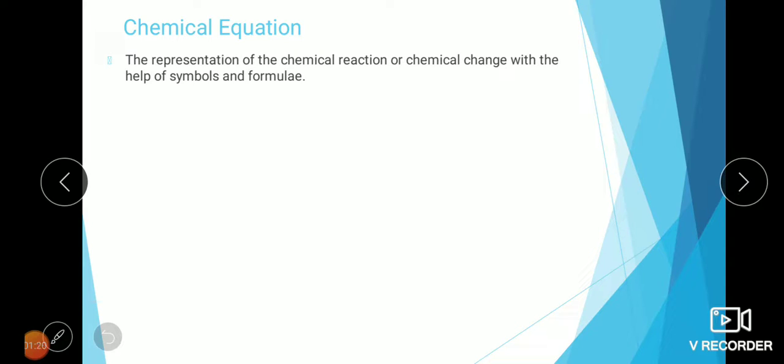So now what is chemical equation? You have learned in our lower classes about physical change and chemical change. Here we are concerned about chemical change. Any chemical change, when represented in the form of words, it is called as word equation. And the same word equation, when represented in terms of symbols, then it is said to be a chemical equation. In simple words, if you can see on the screen, the representation of the chemical reaction or chemical change with the help of symbols and formulas.